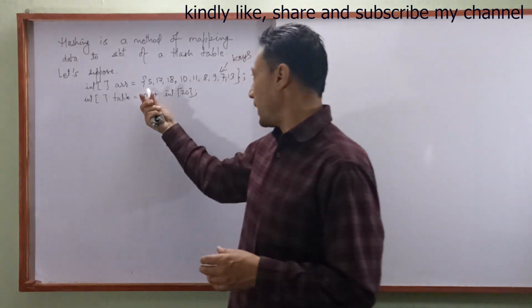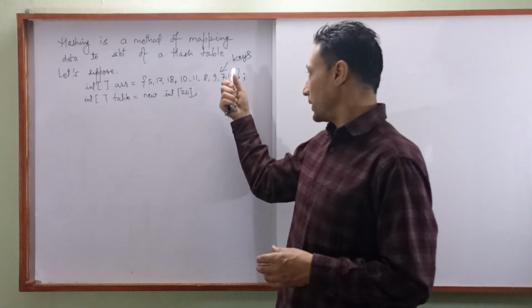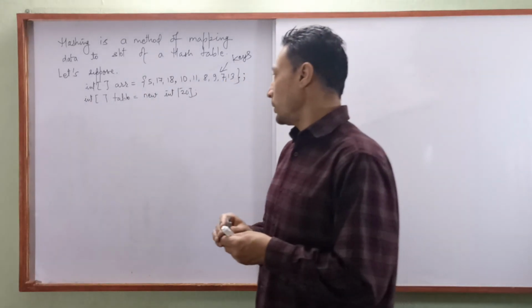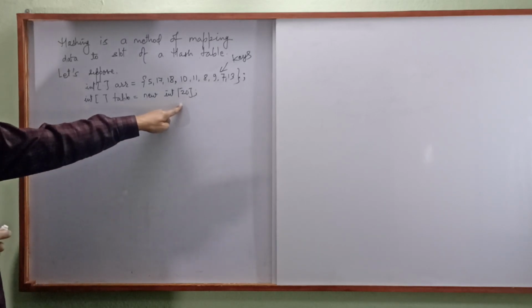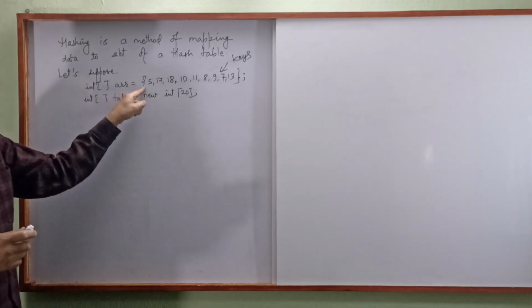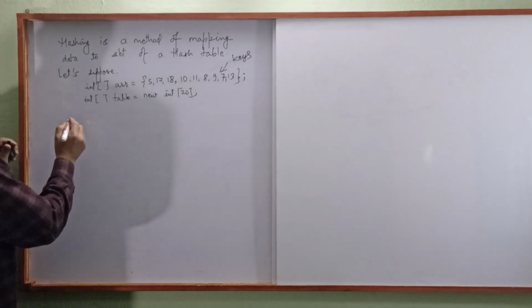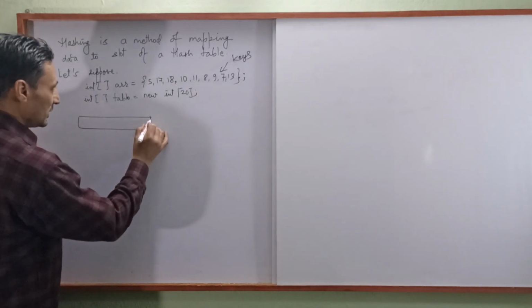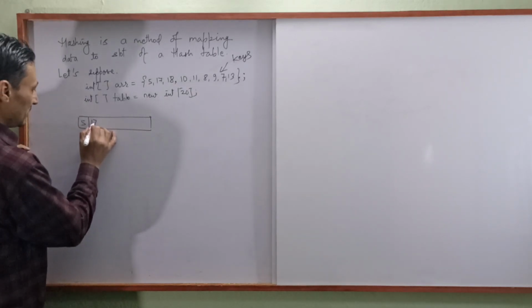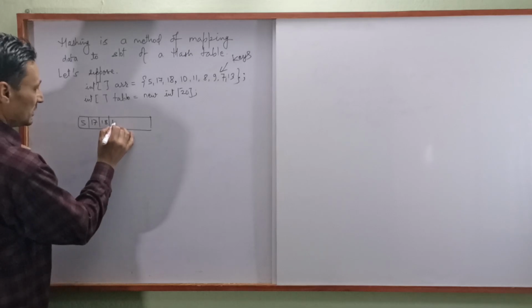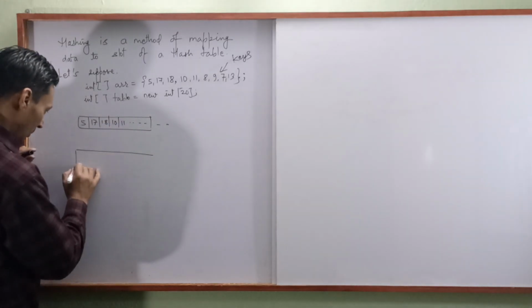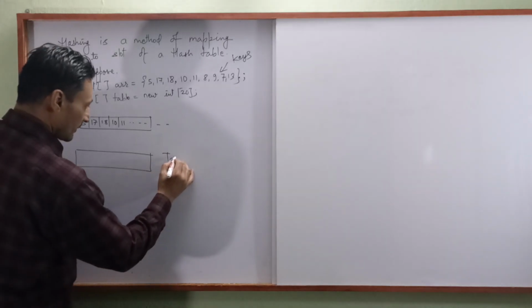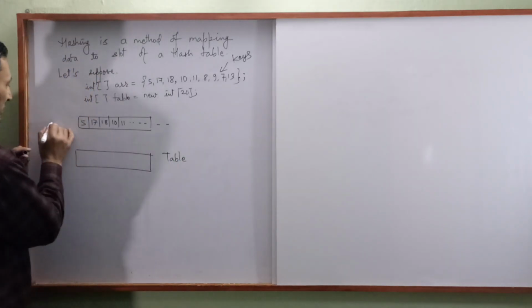Now let's suppose we have this list of numbers. Let's suppose these are the keys. We will be storing these numbers within another table, a table of size 20 integers. Now let's suppose this is the original list: 5, 17, 18, 10, 11 and so on. And this is our table.